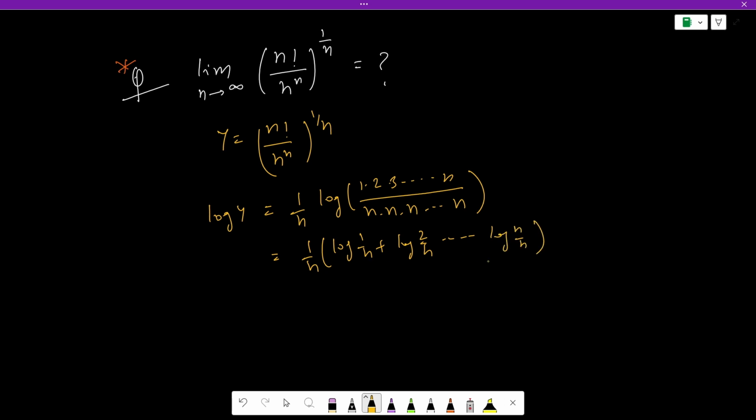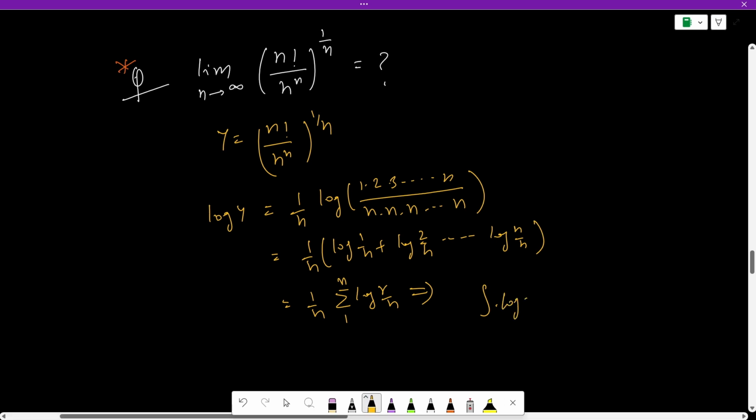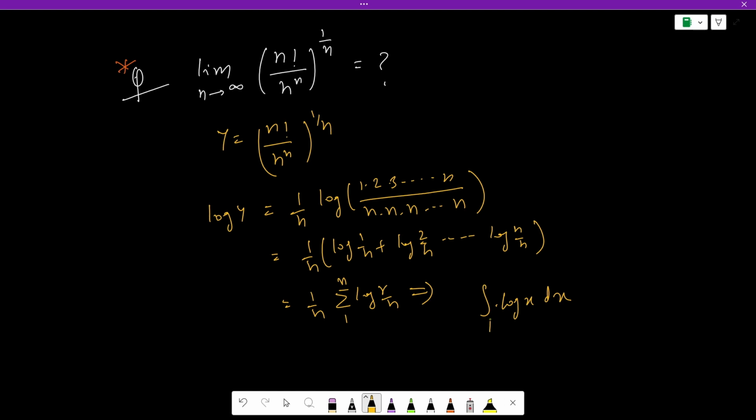So now here you can see the series. So the next step is to use the summation form. So this is equal to 1 by n summation log r by n. Now this is already in the form r by n into 1 by n, and the limits are from 1 to n. Now let's convert it into the integral form. So this is integral log x dx. Now the upper and lower limits are again from 0 to 1 as we saw above.